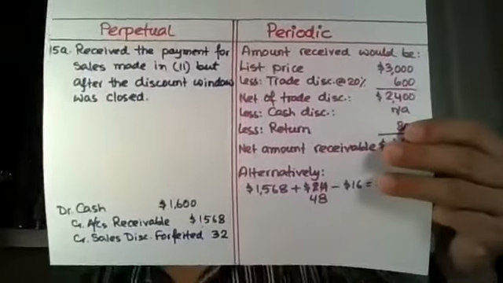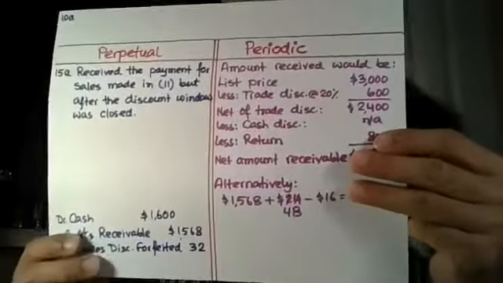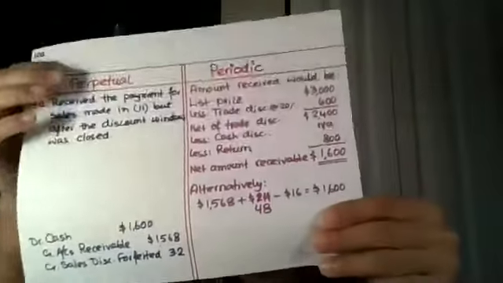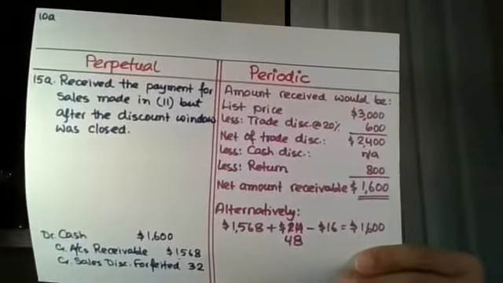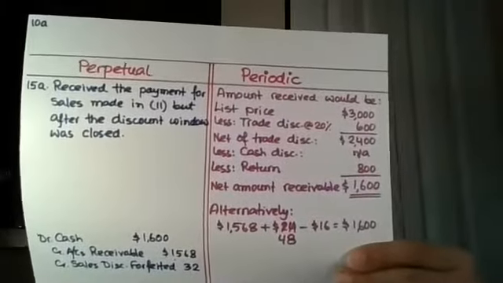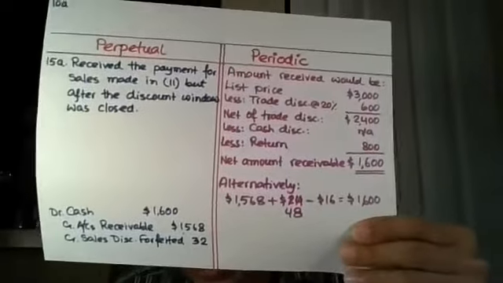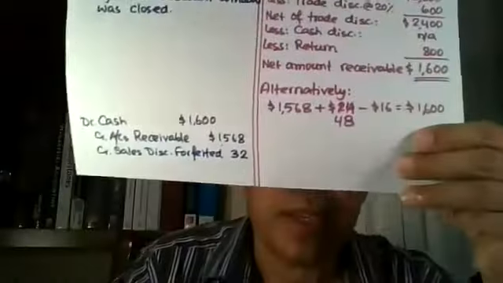Then receive the payment after the discount window is closed. This is Karim's addition or appendix. Well, let's see what's happening here. Original sale was $3,000 minus the trade discount, and do not take off the cash discount. That's the easier way. $3,000 minus trade discount of $600 is $2,400, minus return of $800. Because this time the customer is not going to receive any benefit of the cash discount. They missed it. So 2,400 minus 800 is 1,600, and from the 1,600, you expect all of it.